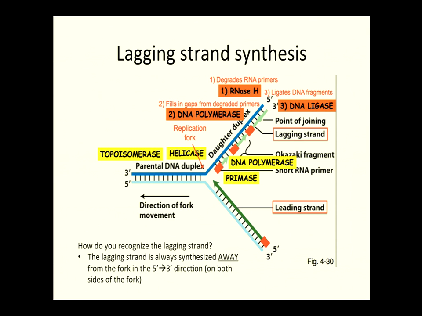So once you get to the end of this fork, or once you've got to the end of the region that this polymerase is replicating, while it's replicating, an RNase will come in and remove this primer and fill it in. Okay, so the best way to recognize which one is your lagging strand is to see which strand is replicating away from the fork. So the leading is always going into the fork, and the lagging is going away.